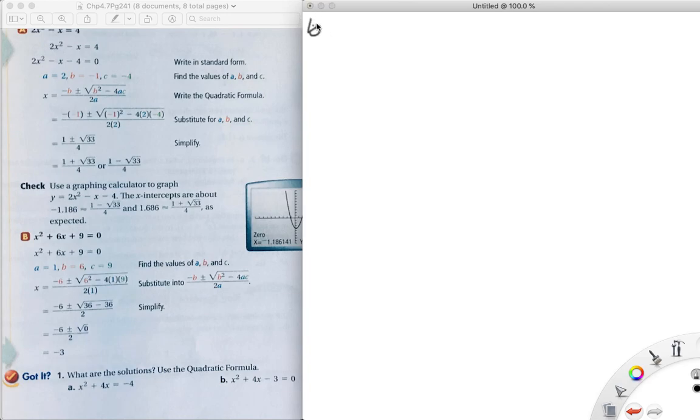For b, again, I'm going to write the quadratic equation first. Negative b plus or minus the square root of b squared minus 4ac, over 2a.